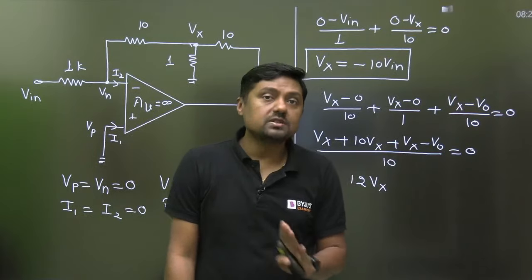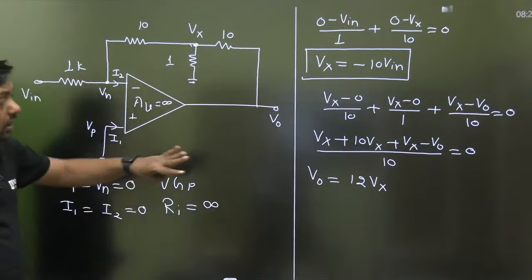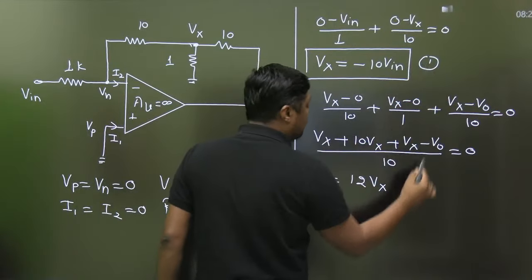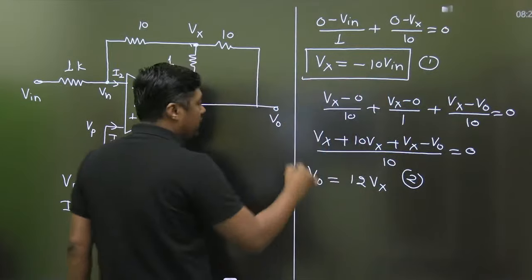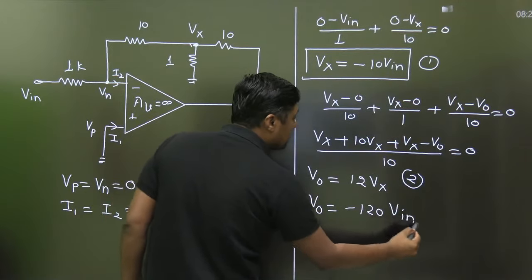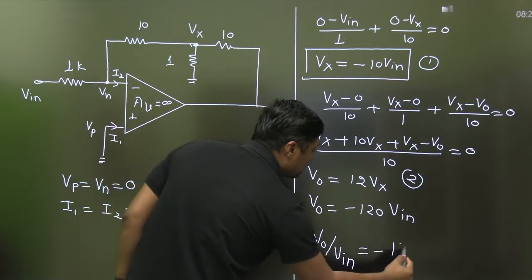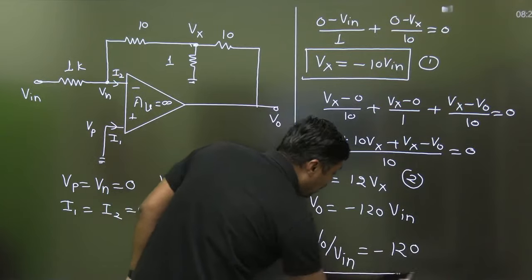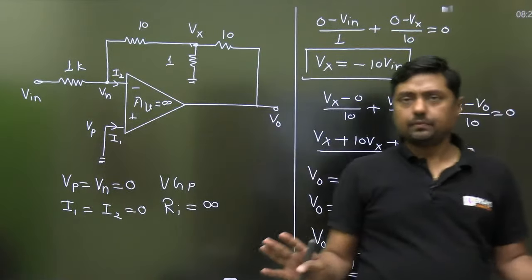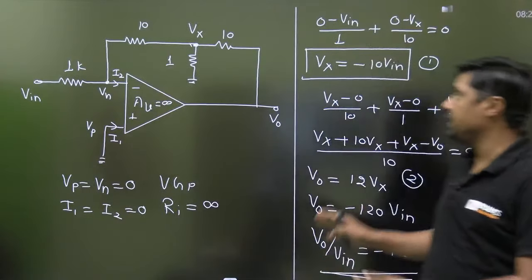KCL in operational amplifier, remember that. Now, since Vx is equal to minus 10 times Vin, V0 will become minus 120 times Vin. What is V0 by Vin? Minus 120. And that is the gain of this system. Minus 120, very high gain.